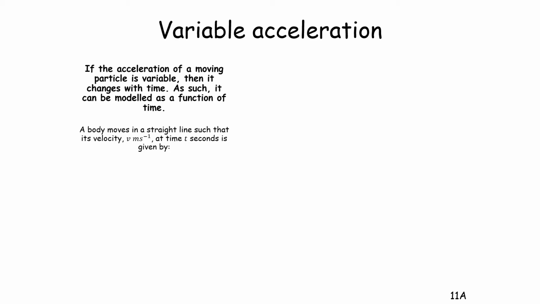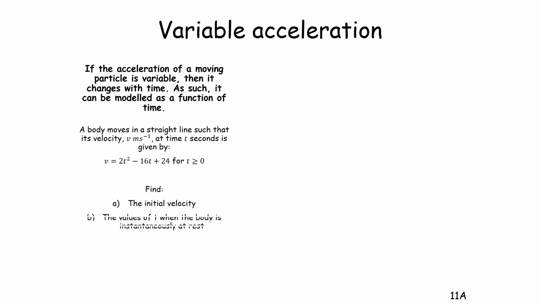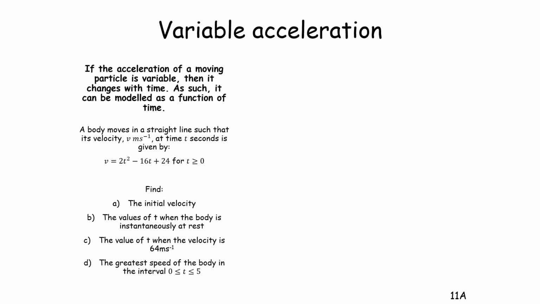Okay, so a body moves in a straight line such that velocity v meters per second at time t seconds is given by v equals 2t squared minus 16t plus 24 for t greater than or equal to 0. We've been asked to find the initial velocity, the value of t when the body is instantaneously at rest, the value of t when the velocity is 64 meters per second, and the greatest speed of the body in the interval between 0 and 5.